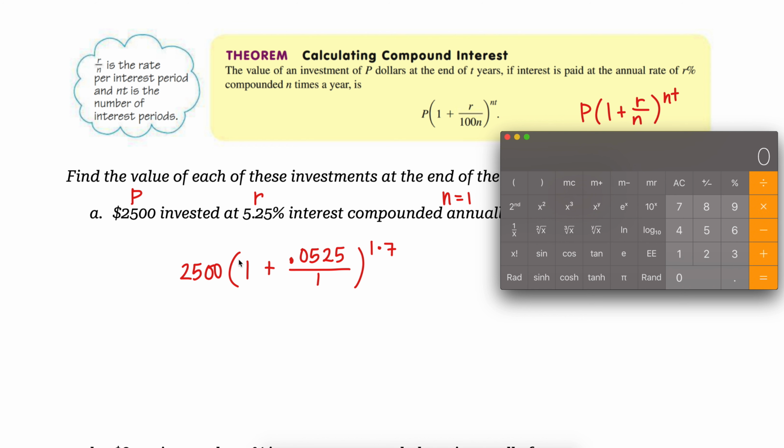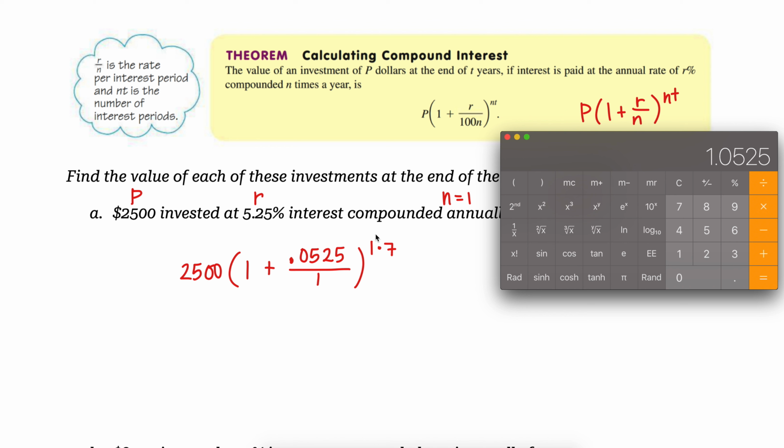So what you want to do is start in the parentheses and start with the fraction. In this case, it's very straightforward. When you take 0.0525 and divide it by 1, you still have 0.0525. So you're going to start with that fraction and then add 1. So I have 1.0525.